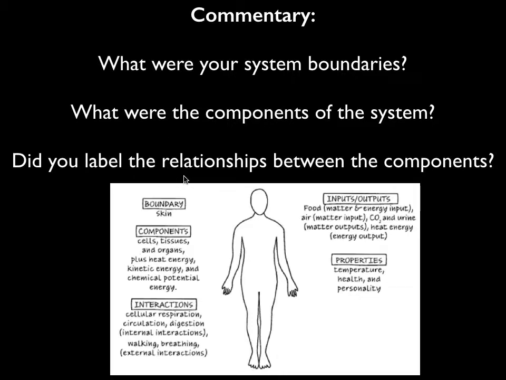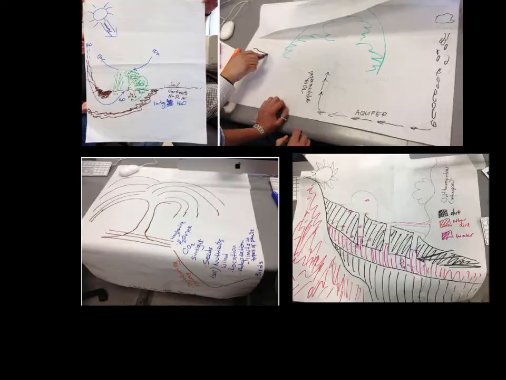And did you label the relationship between the components? Our simple naive person here drew a tree and some brown stuff that represents soil, but didn't really talk about how those are related. Even this example here, we have a bunch of different parts, but we don't know exactly how they're related or how they're exchanging matter. This diagram up in the corner does show some examples of interactions, as does this one here.